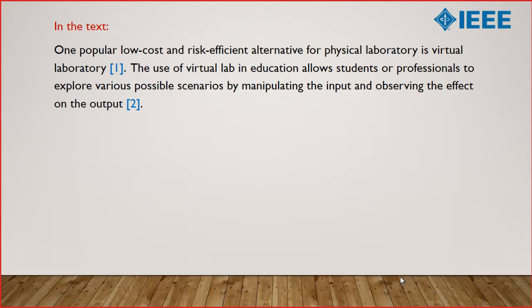Now you will notice that for IEEE, we do not use the author names in the text. There's no author name here. It's just numbers. There is a bracket, a square bracket, and there are numbers 1, 2, 3, and so on.